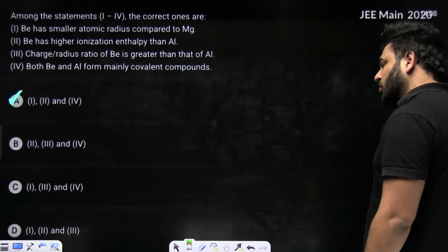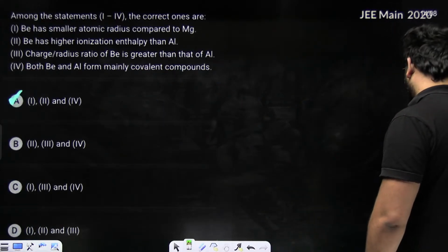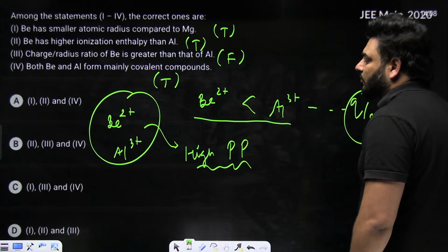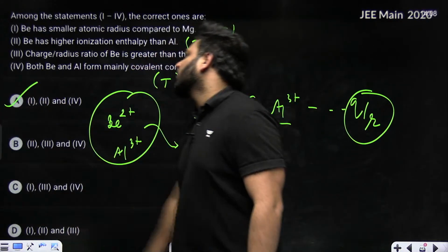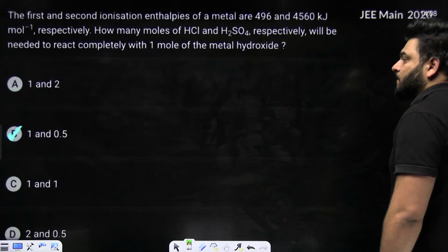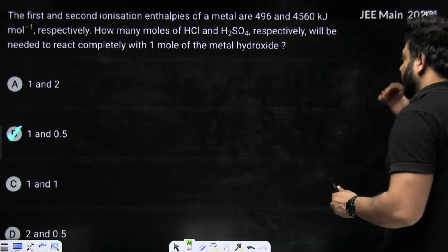I think D should be the correct answer. What do you think? First, second, and fourth is the correct answer. So first, second, fourth, where is first? Okay, first, second, fourth is correct. We have also written the same. A is the correct answer. Okay, the answer is already given over here.